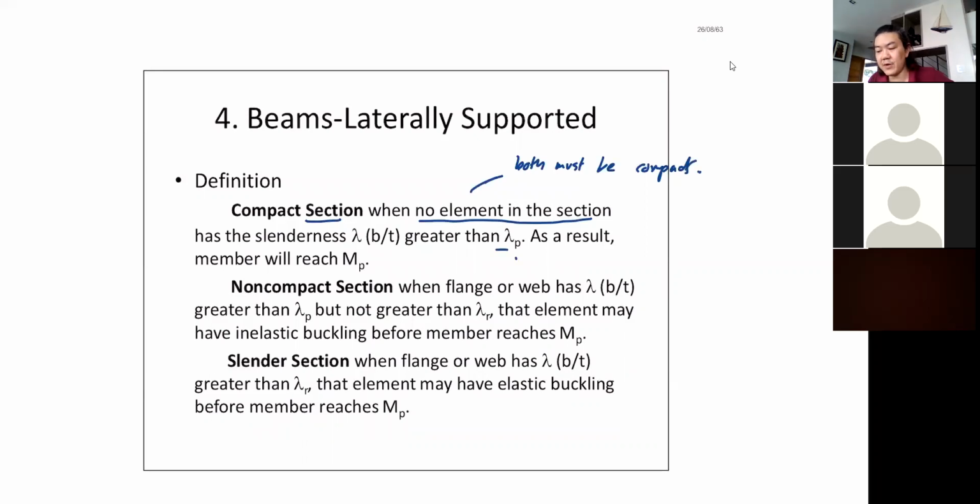And for a non-compact section, if either one of them has a slenderness ratio greater than lambda p but not lambda r, the section becomes a non-compact section. And your member will not be able to reach Mp. Somewhere along the line, local buckling will occur to prevent that, if one of them becomes non-compact.